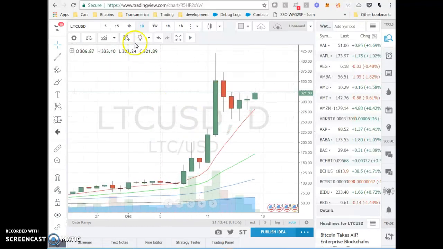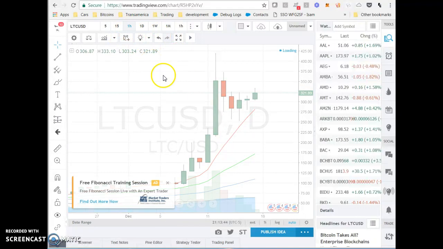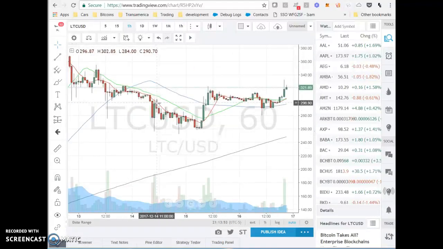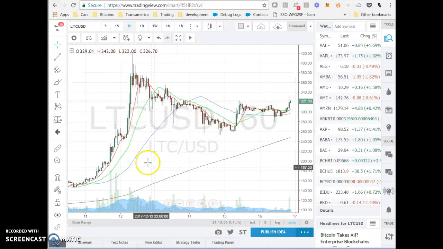Now let's zoom out a bit. I'm going to go to our hourly chart because I want to talk about another important concept here, and this is what we call support and resistance. Just looking at this bar here, if you use my crosshairs just as a straight edge, right?